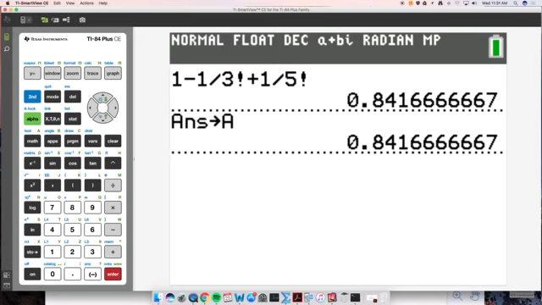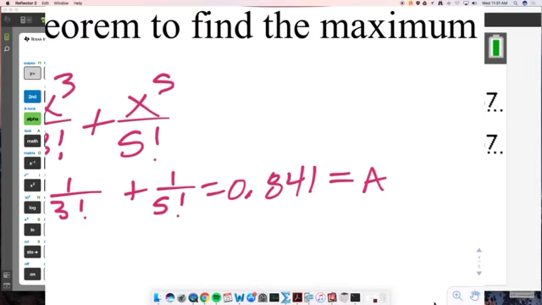So 0.841, and then I'm going to put equals A. All right, so yeah, when we eyeballed it, it's about 0.5, right? It's half-ish. It's a little bit less than the square root of 3 halves. Okay, cool.